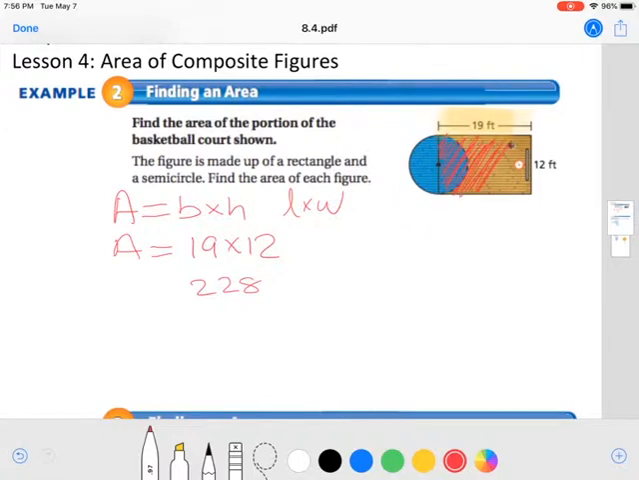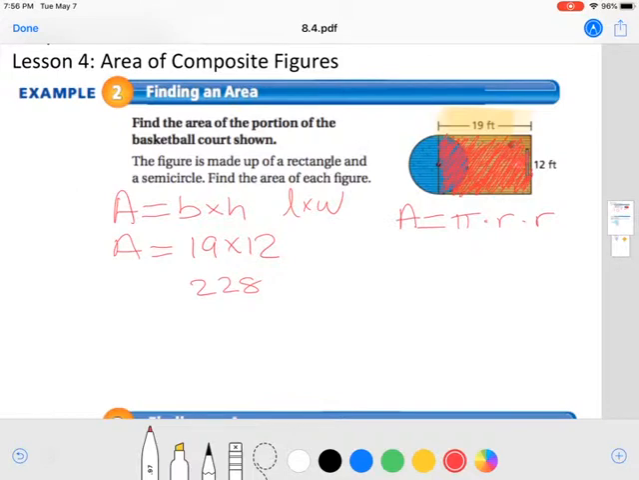So everything inside this rectangle is 228. And this is actually why we are calculating a semicircle, not a whole circle, because as you can see, that other half of the circle is already covered inside this area of the rectangle. So next, we just have to find the area of our semicircle. If we remember from this week, the area of a circle is pi r squared, or pi times r times r.